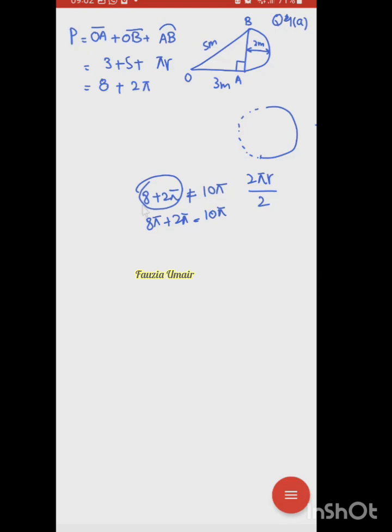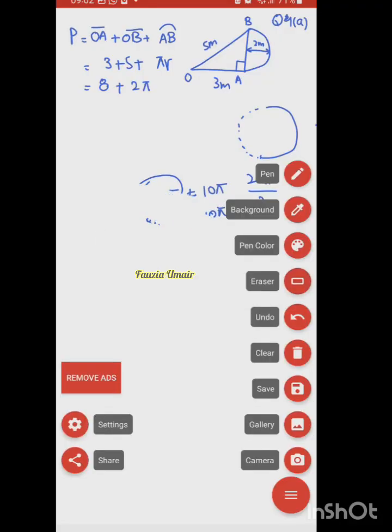So you need to remember this. It means that to find out the perimeter, I need to put the value of pi in the question now. Okay? So we will put the value of pi and we will see what is left. What is the value? Okay?